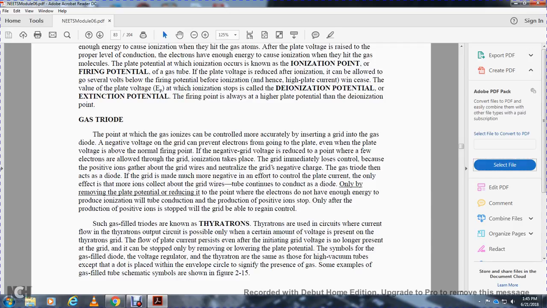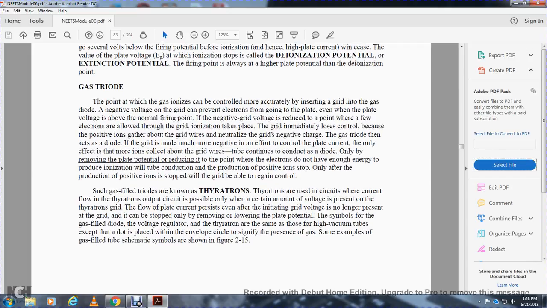The neutralized grid near the triode acts as the axis of a diode. If the grid is made much more negative in an effort to regain control of the plate current, the only effect is that more ions collect around the grid wire, and the tube continues to conduct as a diode. Only by removing the plate potential, or reducing it to a point where the electrons do not have the energy to produce ionization, will the tube conduction and the production of positive ions stop. Only after the production of positive ions stops will the grid be able to regain control.